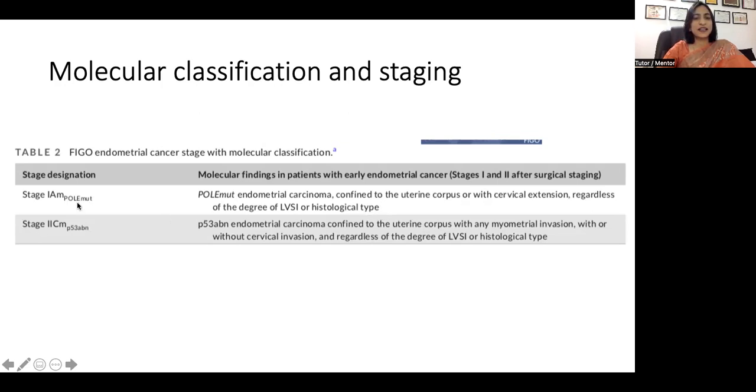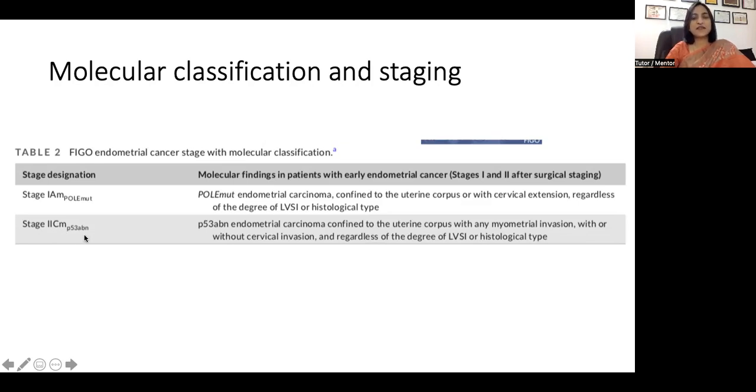Right. 1A is the staging, and M stands for molecular classification. And if it is P53, confined to the uterine corpus with any myometrial invasion, with or without cervical invasion, it becomes stage 2 instead of stage 1. So stage 2C, because it has a P53 abnormality, whatever the grade, whatever the type of histologic classification, if it has P53 abnormality and any myometrial invasion, you write this as 2C M P53 abnormal.